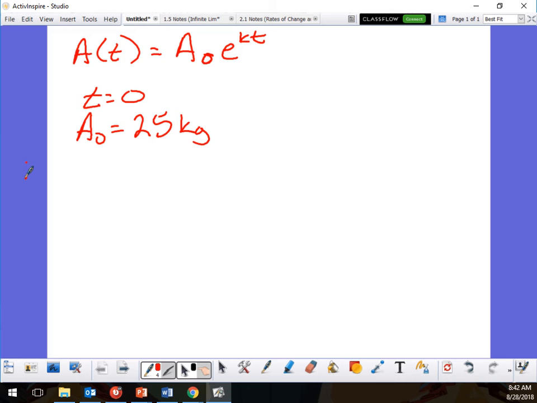And what else did it give me? It said t is 10 hours. And when t is 10 hours, what do I get? So 15 kilograms. A sub 10 is, okay, so it says after 10 hours, I have that much sodium left.